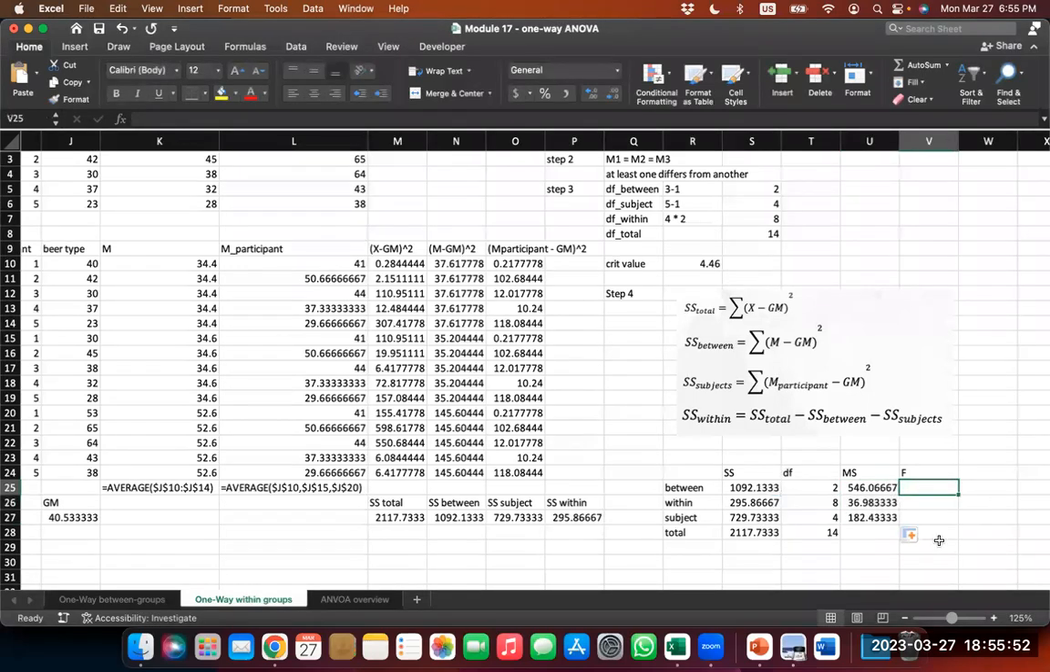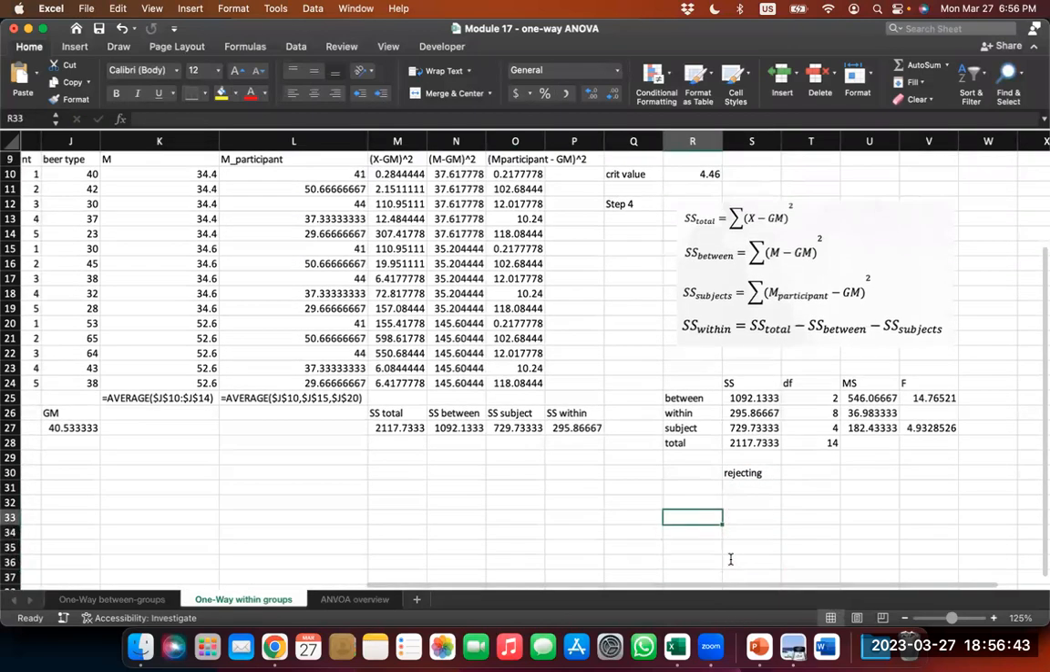If we're calculating F, the only difference now to the calculation of between groups and over is that we are now calculating between divided by within. That's 14.8. But we're also calculating subject divided by within, which gives us an estimate for the F for the subject. What are we doing with this? In this context, in our simple context, nothing. So we are only focusing on this F. And this F is, as we can see, substantially different from our critical value. Therefore, we are rejecting the null hypothesis. So we know now that our beer rating is indicative of these groups being different.